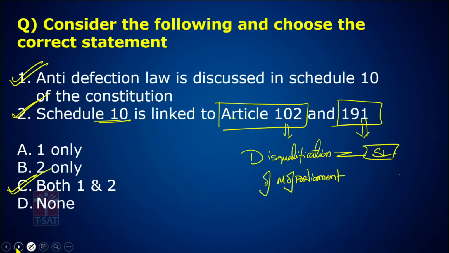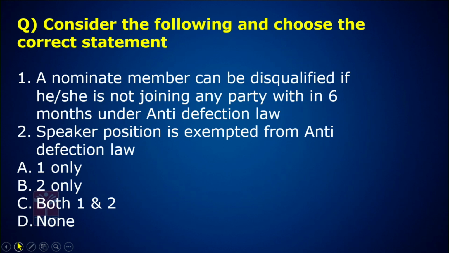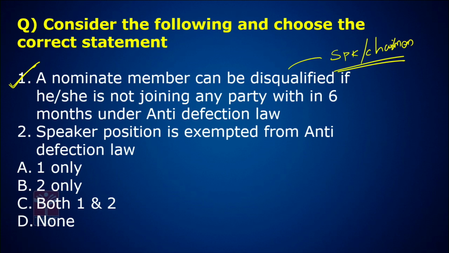Next question, the last question here. Consider the following and choose the correct statement. A nominated member can be disqualified if he or she does not join any party within 6 months under anti-defection law. Who can disqualify? The Speaker. A nominated member has to join a political party within 6 months, otherwise he can be disqualified. Speaker position is exempted from anti-defection law.